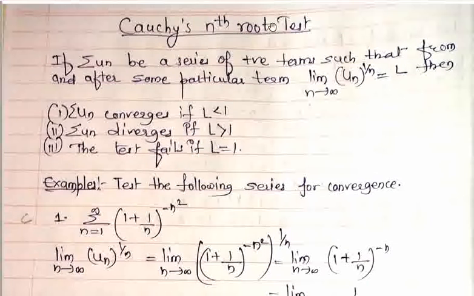Cauchy's nth root test. If the sum of un is a series of positive terms such that from and after some particular term, the limit as n tends to infinity of un to the power of 1 by n is L, then the sum of un converges if L is less than 1, diverges if L is greater than 1, and the test fails if L is equal to 1.